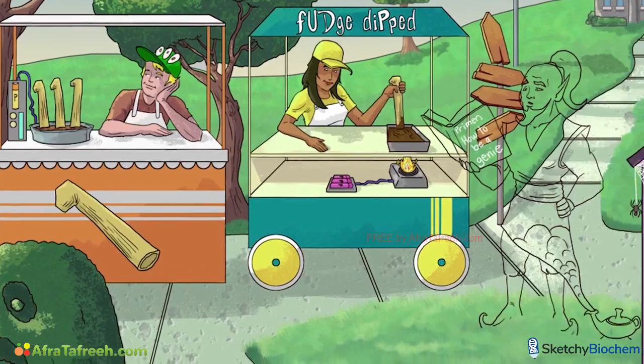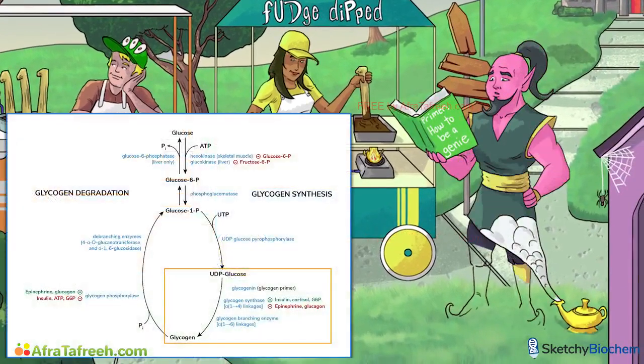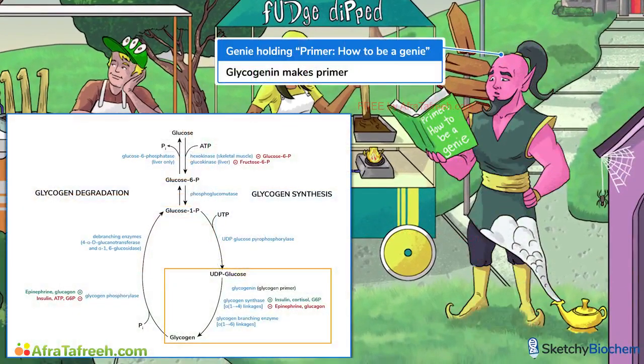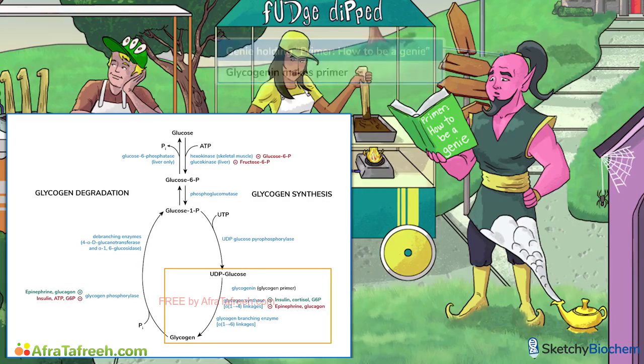Okay, now that we've made UDP glucose, we can finally start making glycogen. But first, we need to make a primer. Jeannie, it's your cue. Yo, Jeannie. Jeannie looks like a third-year med student on the first day of rotations. Talk about Jeannie in headlights. Anyways, this clueless Jeannie is glycogenin, an enzyme that creates a short, non-branch glycogen primer from several UDP glucose molecules.